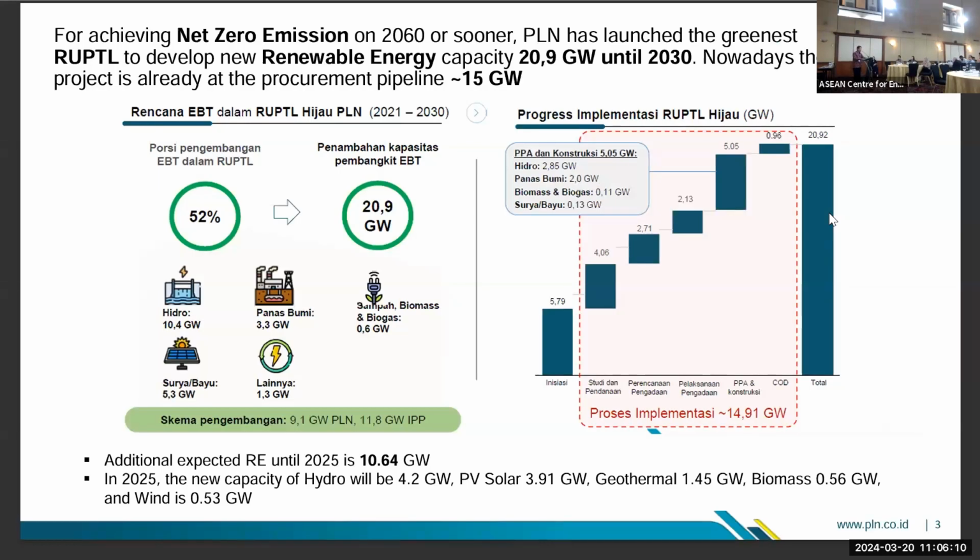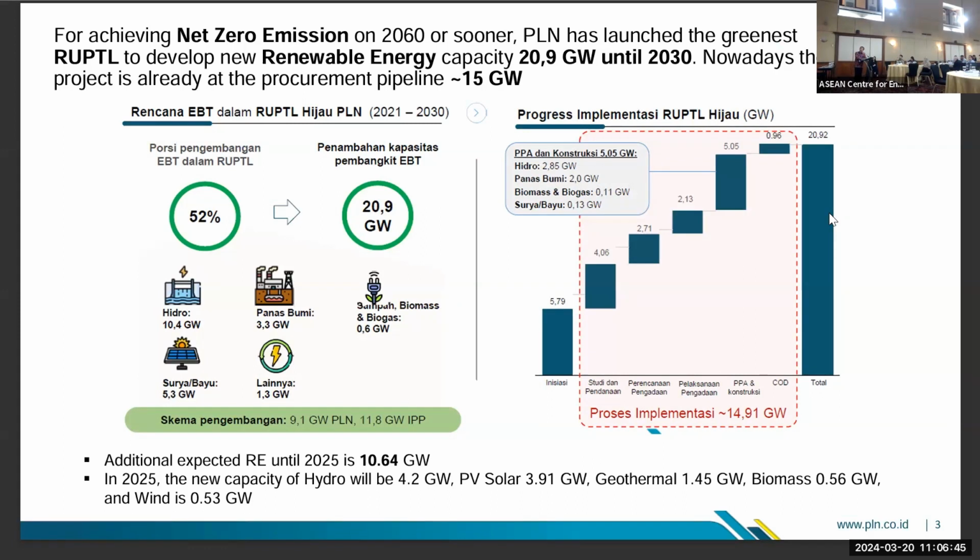So for achieving net zero emission in Indonesia, we already commit to achieve net zero emission in 2060 or sooner. We already launched the RUPTL, the Indonesia Master Plan of Electricity Planning, until 2030. We would like to build 20.9 gigawatt of new renewable energy. So we can look at the picture here.